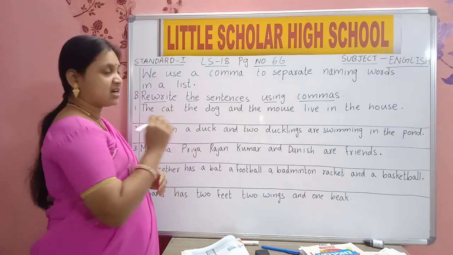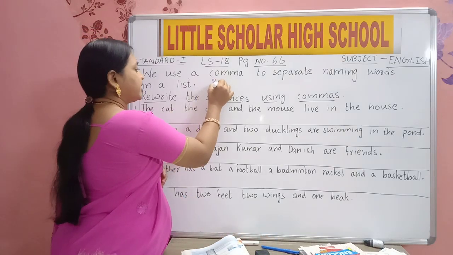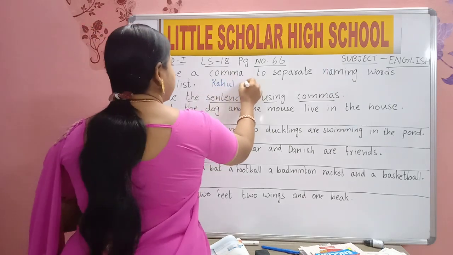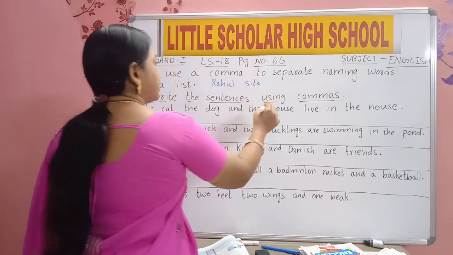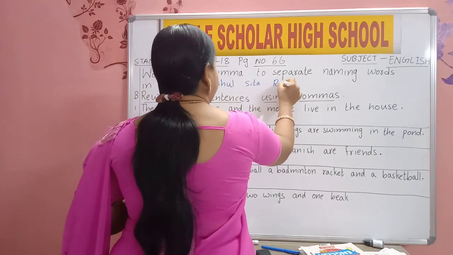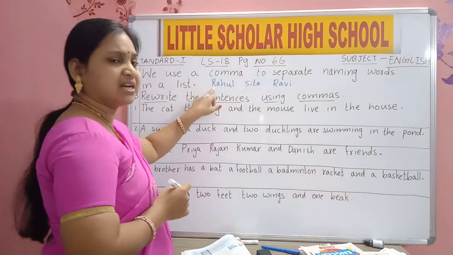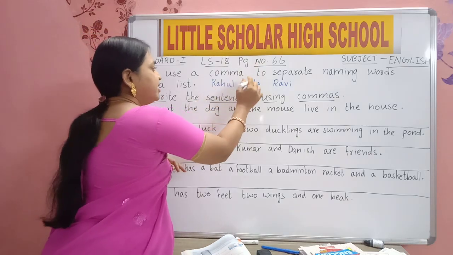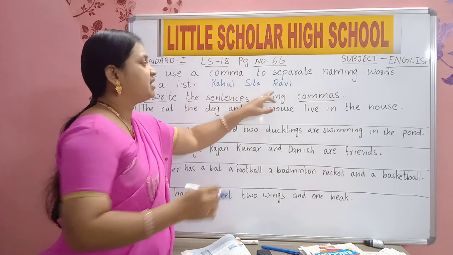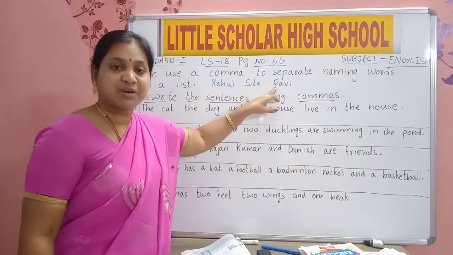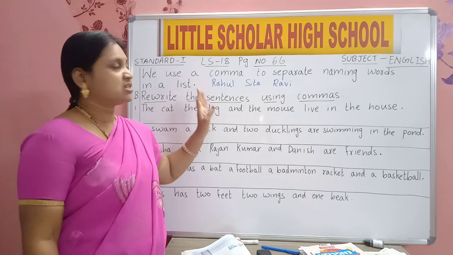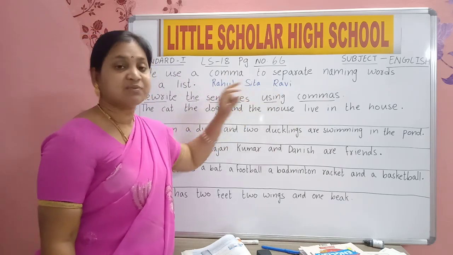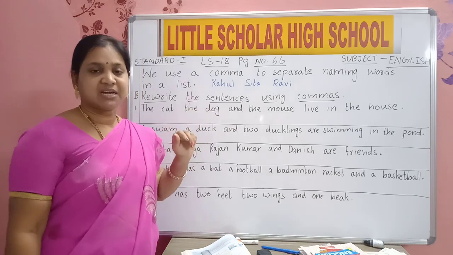Suppose the teacher asks you to write the names of your friends. You will start: My friends are Rahul, Sita, Ravi. Why are we using a capital letter? R for Rahul, S for Sita, R for Ravi. Because they are special names. Special names we start with a capital letter.